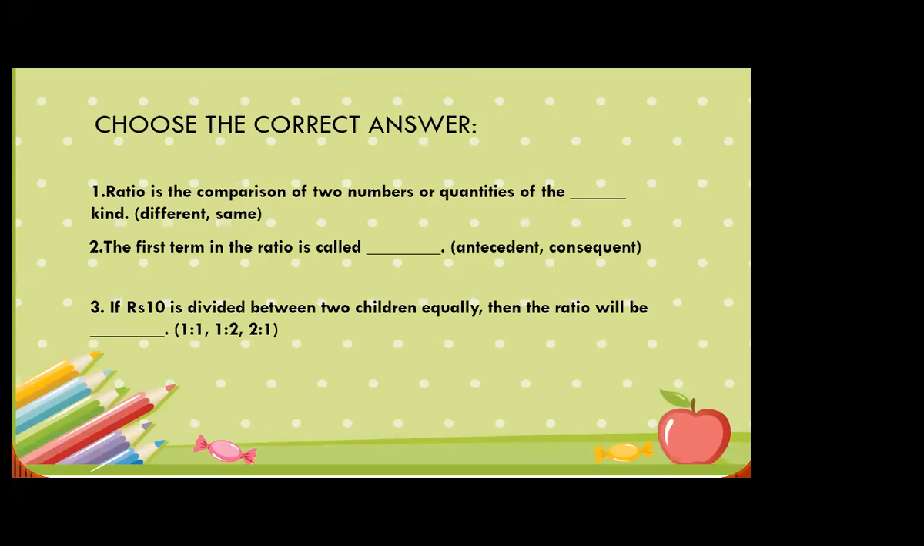Ratio is a comparison of two numbers or quantities of dash kind. Can you please give me the answer in the chat box? Very good, student. The first term in the ratio is called dash. I want you all to give me the answer of question number 2 and 3 in the chat box. At the same time, I am going to take your attendance.